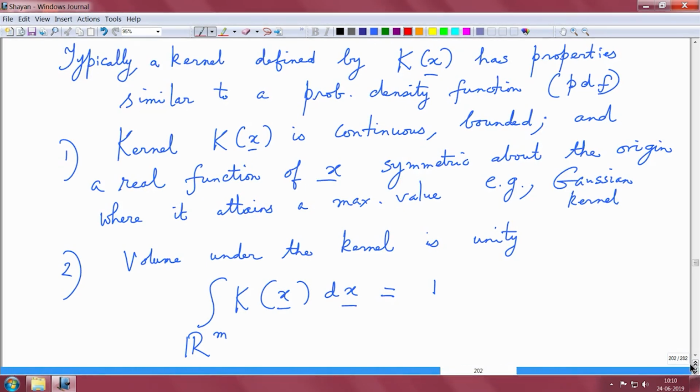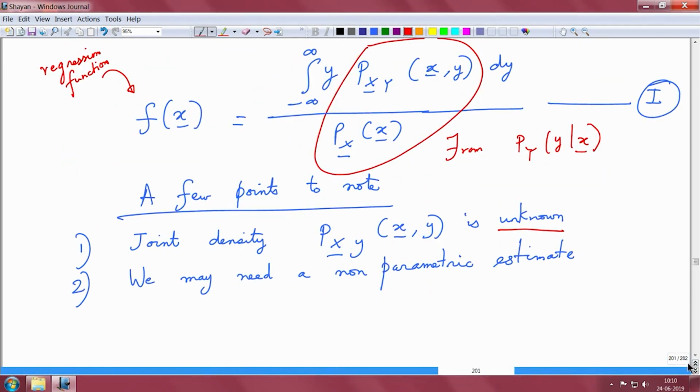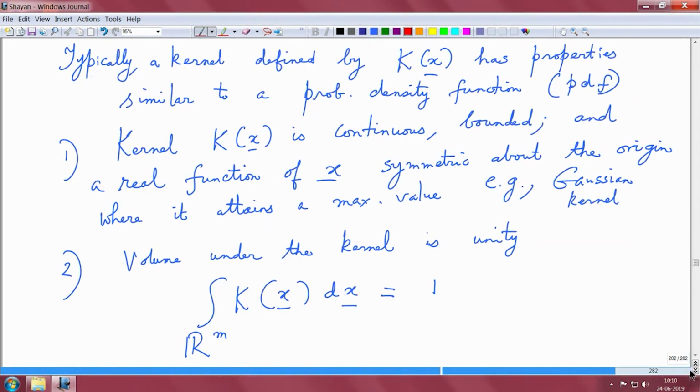What we do is we invoke the kernel density estimation idea towards solving this problem. Okay. So, just to recall again, we have these densities that we have to estimate, and to estimate these densities we invoke the idea of kernel density estimation. So, what is a kernel to start with? A kernel defined by k of x has properties similar to a probability density function.